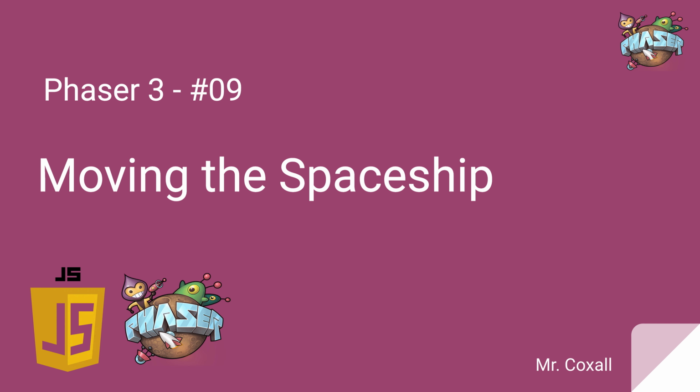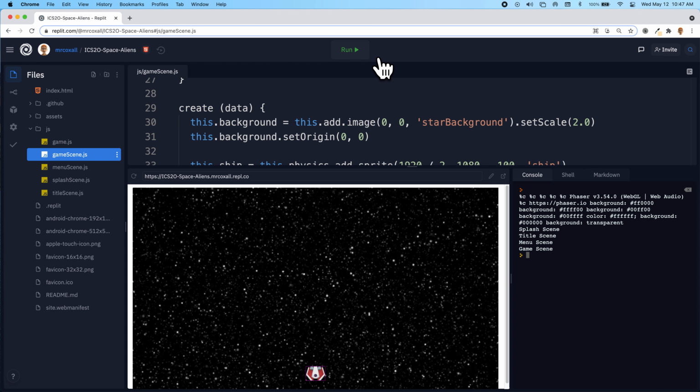Now that we have the spaceship actually showing up on the screen, it'd be really useful if we could move it left and right so that we could shoot down the aliens' spacecraft. So last time we were here, this is where we were.